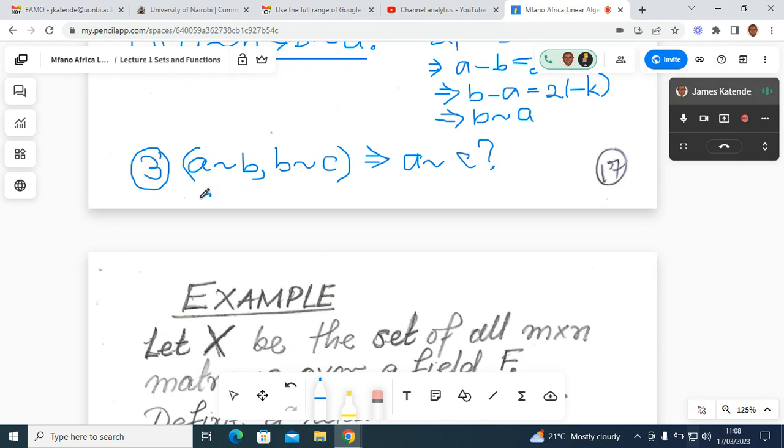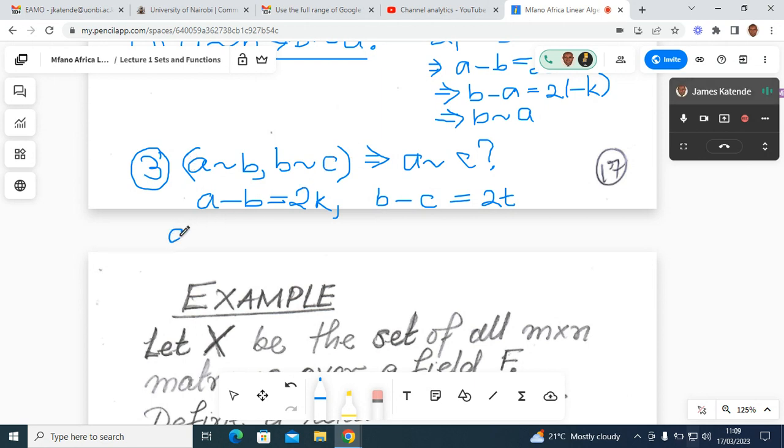So if a is related to b, what that means is that a minus b is a multiple of 2, or is divisible by 2. So we can write it as a minus b is equal to 2k. Now, if b is related to c, then we can write this as b minus c will also be a multiple of 2. So let's say it's 2 multiplied by some integer t. Now, what we want to check is that if we use the fact that these statements are true, we can show that a will also be related to c.